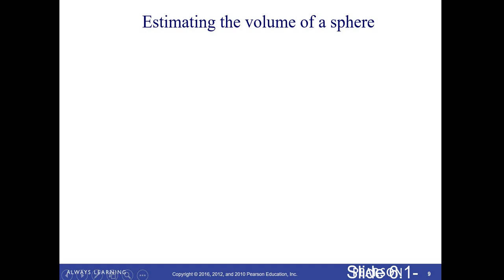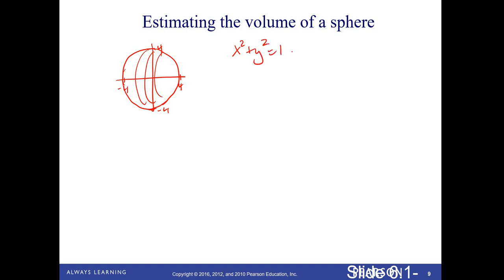So let's say we have a sphere that has a radius of 4, and we're going to center it on the x and y-axis. So it's going to look like this, and it's a sphere, so it's a three-dimensional ball. And the equation for the circle is x squared plus y squared equals 16.